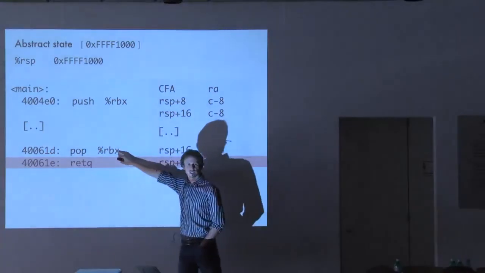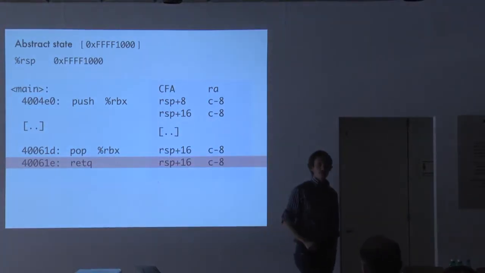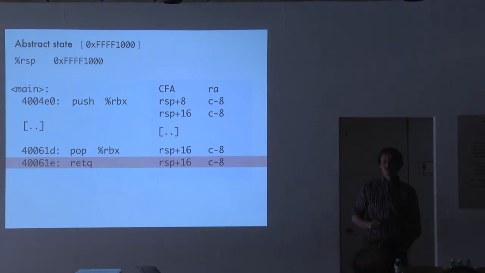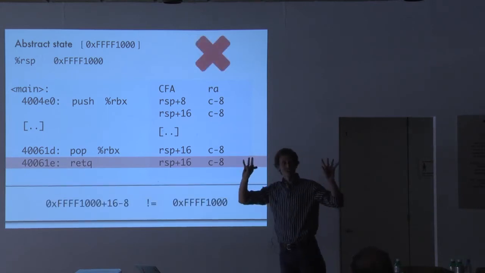pop modified the stack pointer. It added 8. But the compiler didn't update this correctly in the EH frame table, okay? And here we have the tool that says, problem.